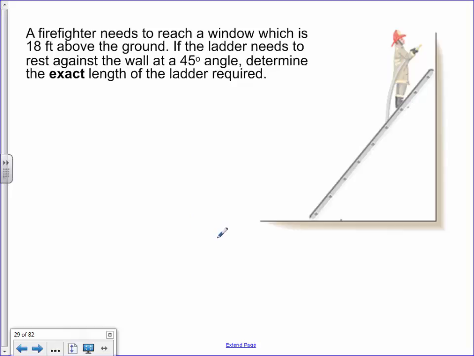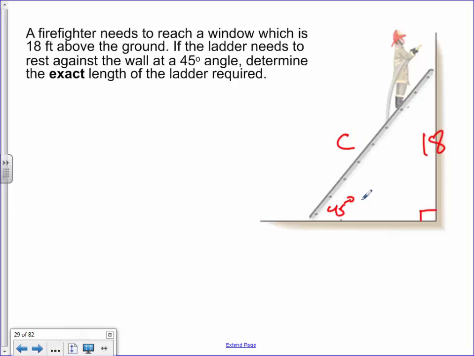Where do I plot that? Yeah, like that up and down is 18, right? And it says that his ladder is at 45 degrees. That's, I guess, a 90. We want to know the exact length of the ladder. That looks like that would be this side right here. I'll call it C, I guess, because it's the hypotenuse.